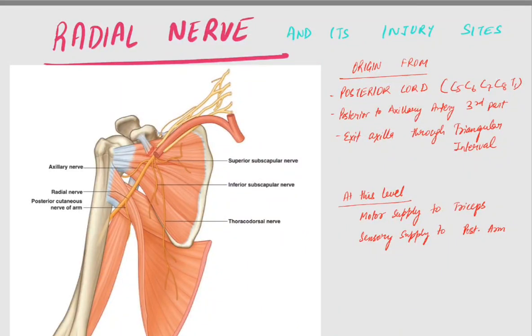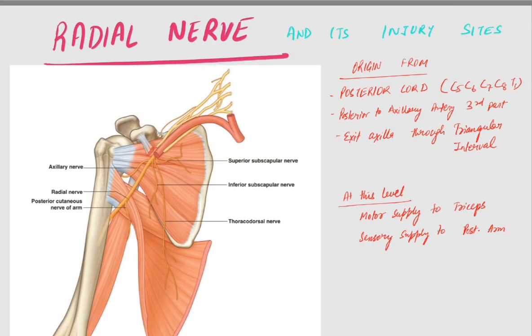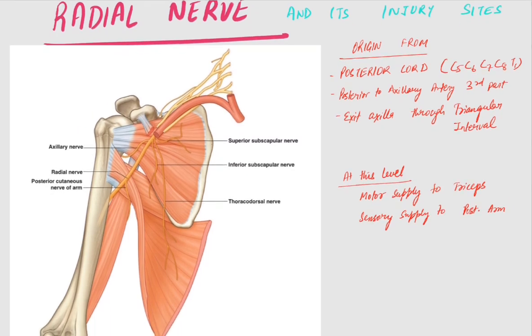Hello everyone, today we will discuss the radial nerve and its injury sites. First of all, we will understand the anatomy of the radial nerve and the course the radial nerve goes through while innervating the muscles.